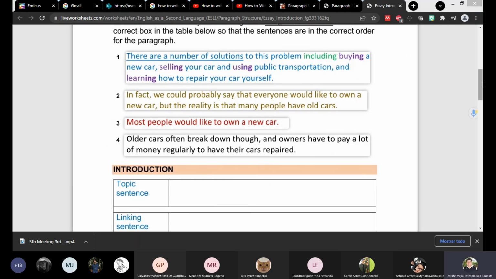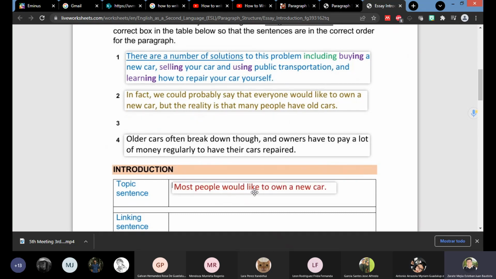Any idea? Most people would like to own a new car. Number 2. Exactly. Yep. This is the topic sentence. We are discussing about owning a new car. All right.